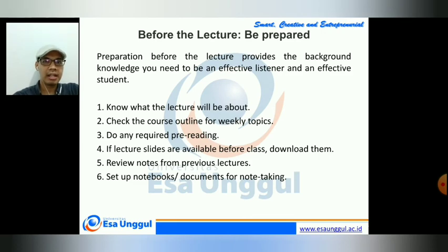This is prior to and after the lecture, how to take notes. Before the lecture, you may see these several preparations. Know what the lecture will be about, check the course, do any required pre-reading. If lecture slides are available before class, just download them. Review notes from the previous lecture and set up notebooks or documents.